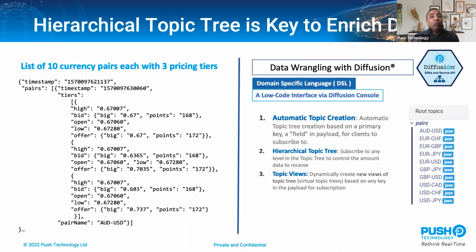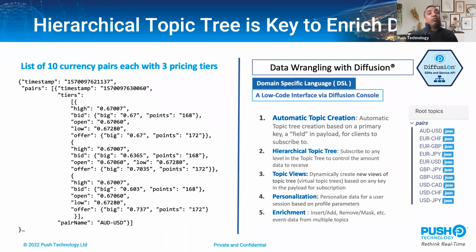And there are topic views, which are more like a virtual topic tree for dynamically rearranging the topic structure without having to copy data. Then personalization is very important. We all have freemium, right? Free customer, paid, and there is a platinum or a VIP customer. How do you customize the data based on their profile parameters? We'll talk about that. And then finally, there are a lot of transformation and enrichment capabilities: the ability to add data to a topic, remove, mask. These are all the enterprise-grade requirements that we have. So that provides flexibility without having to go back to the backend engineers.